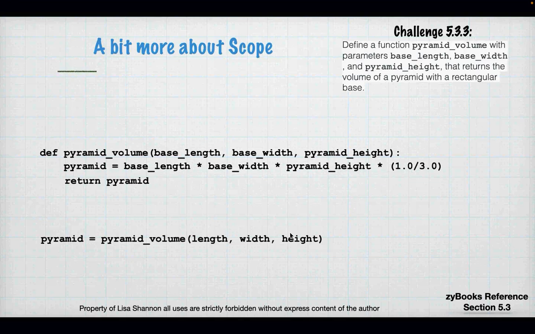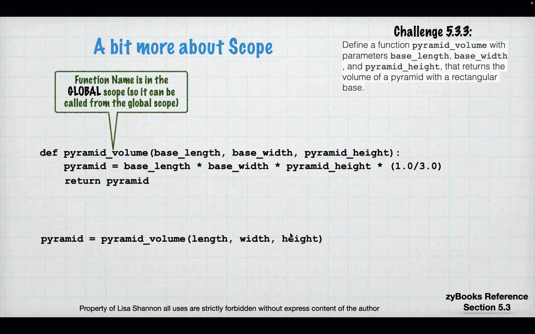So, a bit more about scope. The function name is always in the global scope. It is never in a local scope. You should never have a function definition inside an if statement. Python will let you do that, and it won't give you a syntax error, but it won't work the way you're expecting. When you're defining functions, define them at the beginning of your script, or define them in your own script and create a module. But you should never be defining a function inside of a function, or a function inside of a loop, or a function inside of an if statement. Function definition should always be in the global scope, unless it's a module, and then it's in the global scope of the module.